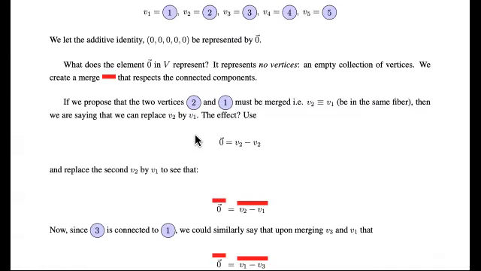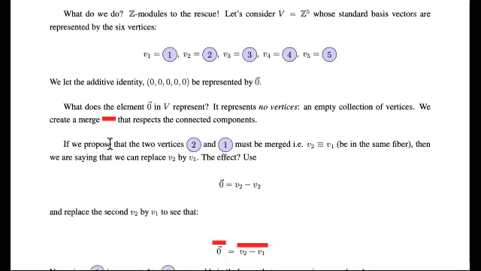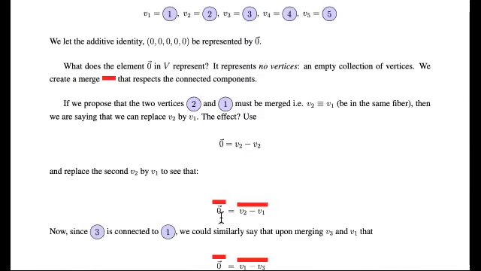How are we going to do this? Let's see how we're doing this. If we propose the two vertices, V2 and V1, must be merged, then we are saying we can replace V2 by V1. The effect is to say that V2 minus V1 is going to be equivalent to 0. This is kind of what we're saying. So after the merge, the 0 bar is going to be representative of V2 minus V1. They're going to be merged together.